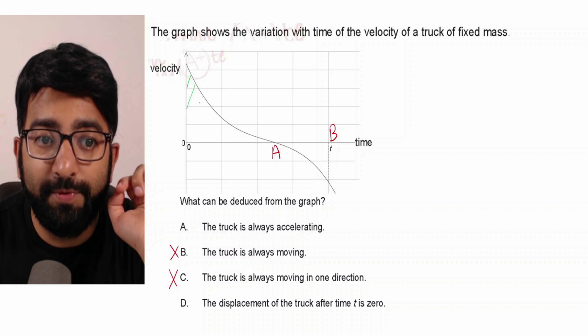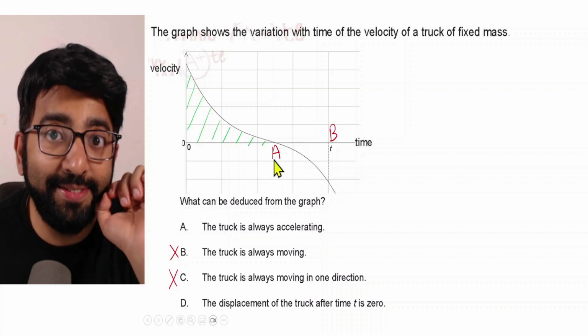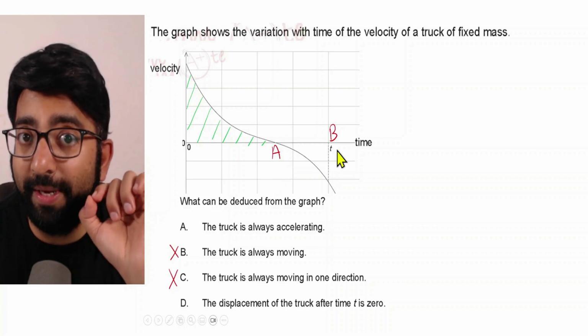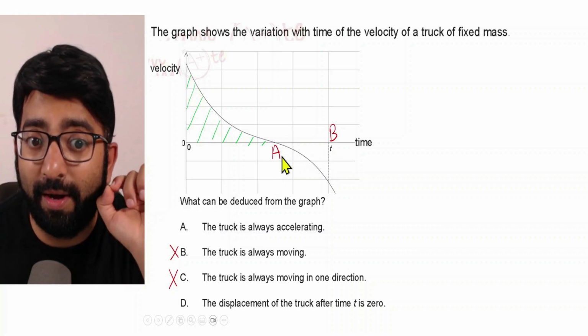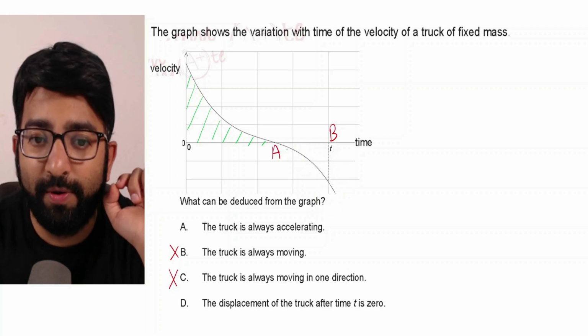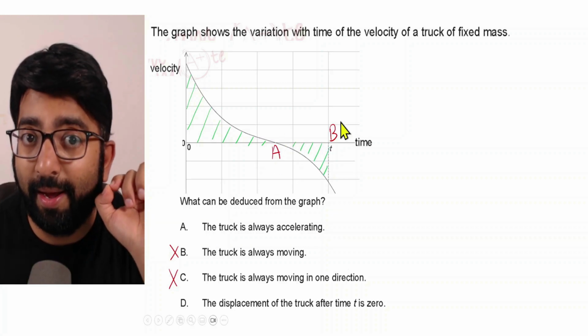So the area of this entire region will give us the displacement traveled by the truck in 0 to A seconds. A is that time when the truck was at instantaneous rest. And from A to B seconds, we need to do the same thing: the area between the graph, the x-axis, and then this dotted line. So if I shade that region, this region will give us the displacement of the truck traveled between A and B.